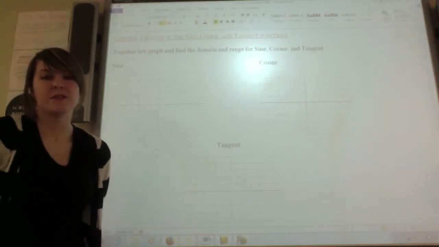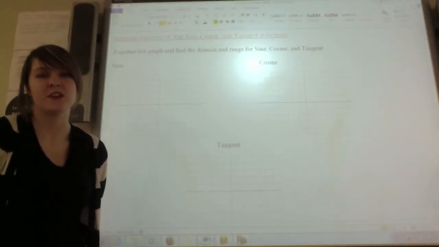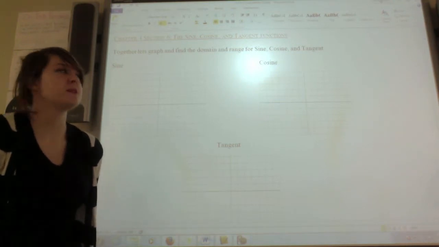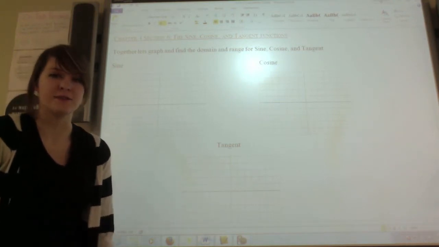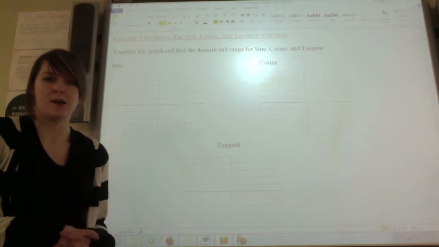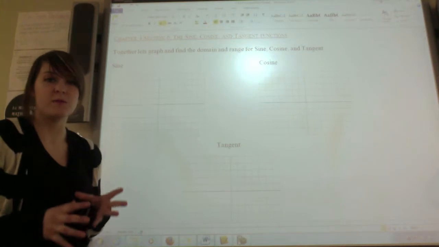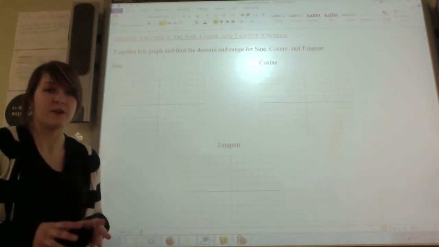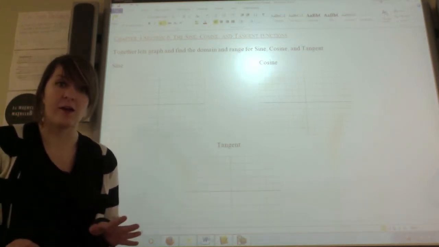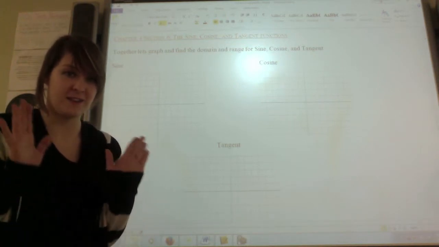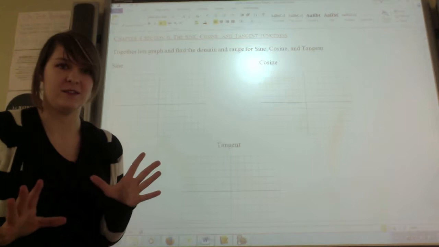Hey guys, today we're doing Chapter 4, Section 6, which is an introduction into sine, cosine, and tangent functions. So in this section, basically what we're going to learn about is how to graph sine, cosine, and tangent functions, what they look like graphically, and this is really important because you guys are going to have to know how to graph all of these without a calculator at all. You have to memorize these graphs, okay? You need to know how to graph these just in your head, okay?